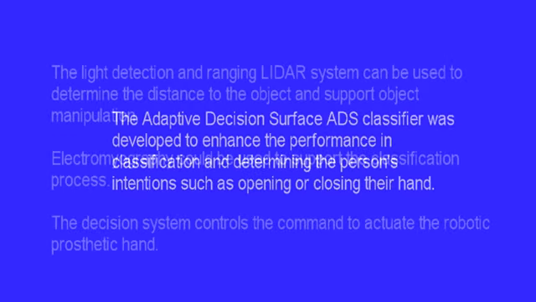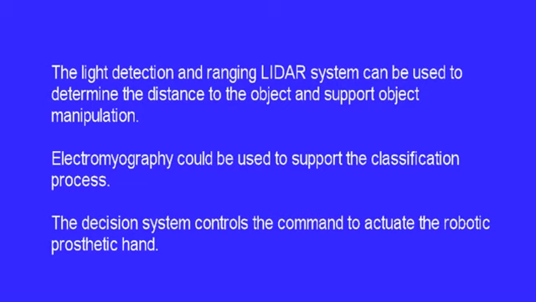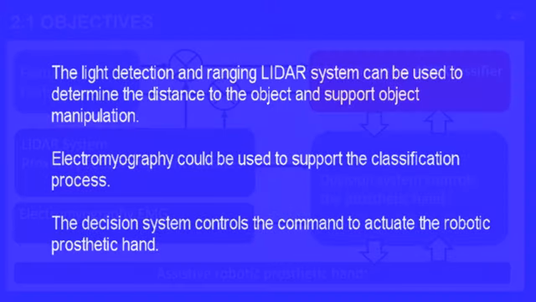The light detection and ranging LiDAR system can be used to determine the distance to the object and support object manipulation. Electromyograph could be used to support the classification process. The decision system controls the command to actuate the robotic prosthetic hand.